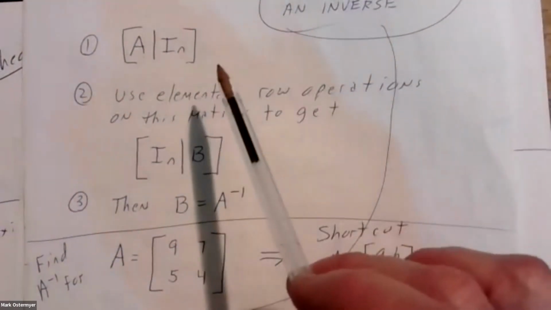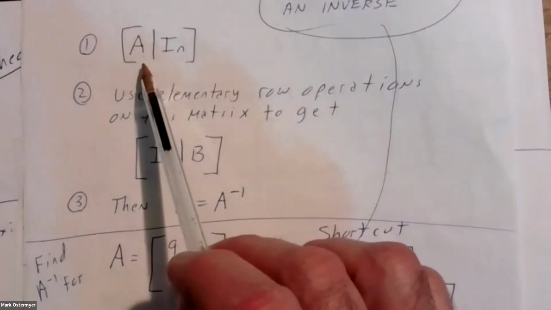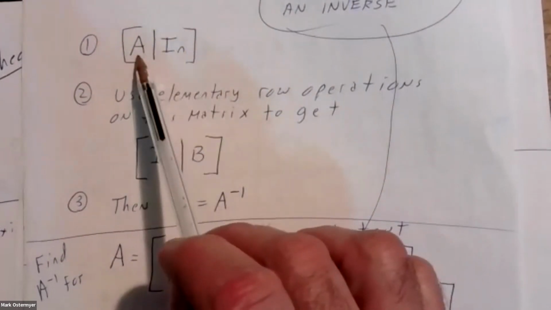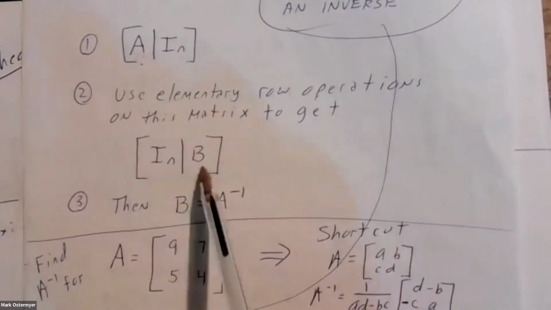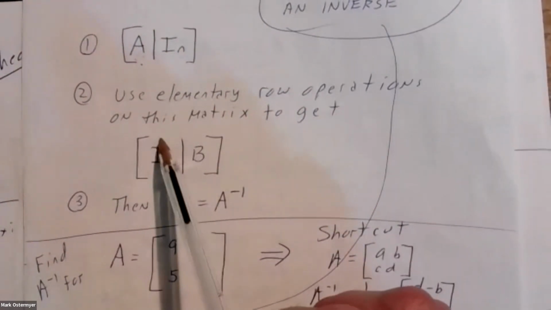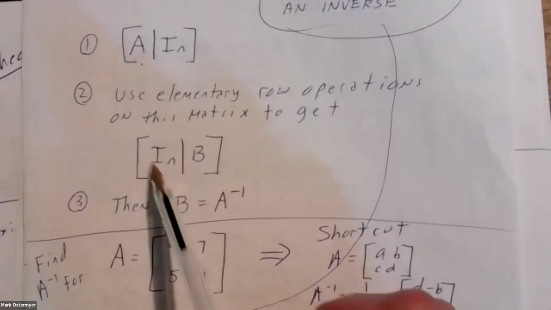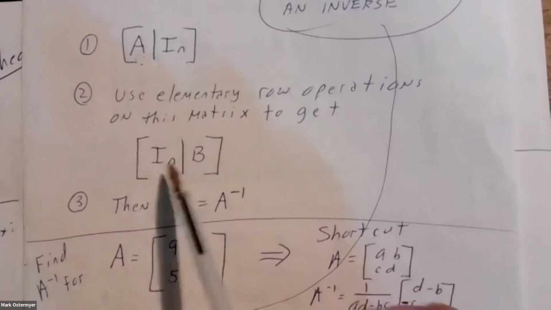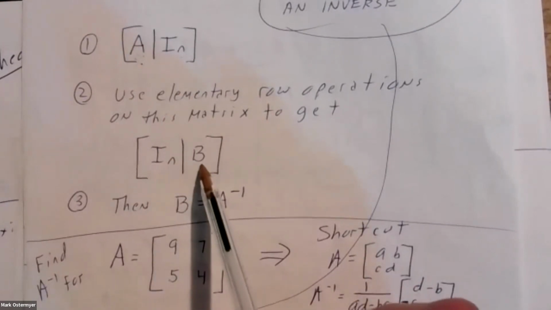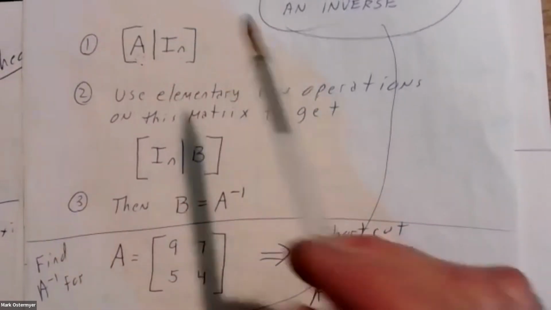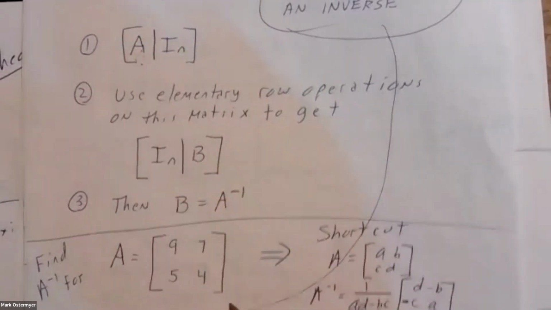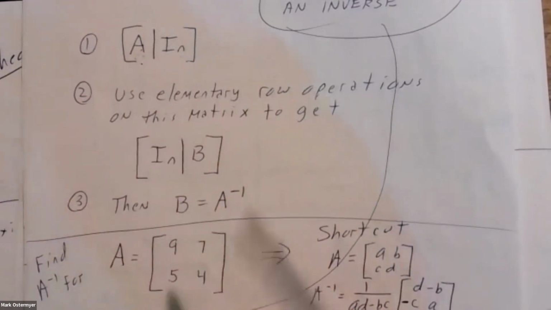Then what we do is we utilize elementary row operations to take this augmented matrix and transform it into this matrix, where we want the identity matrix to the left of the vertical line in the end, and the matrix to the right of this vertical line will then be the inverse of matrix A. That's how we find the inverse of a matrix A manually, okay?